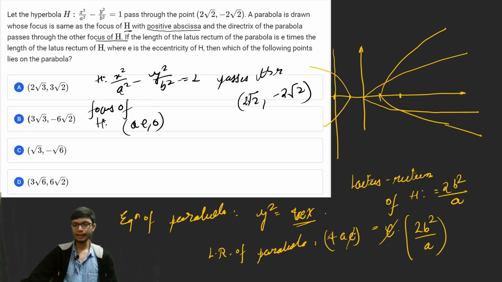From here e and e get cancelled, that is the eccentricity value gets cancelled, and we will have 2 times a square is equal to b square. So that is an important result I got from here: 2 times a square is equal to b square.